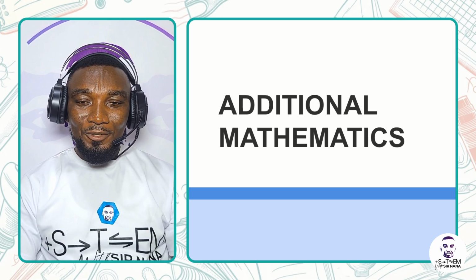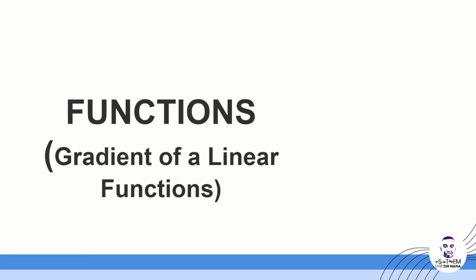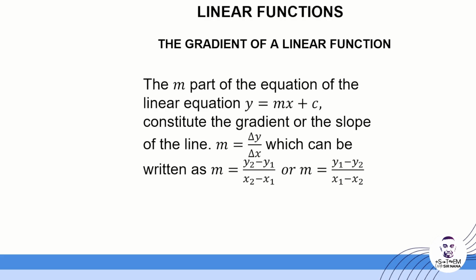In this lesson, we want to consider the gradient of a function. We want to look at how we can find the gradient of a function and what it means to talk about the gradient or the slope of a function. Now, let's look at the gradient of a function. So basically, with the gradient of a function, we are considering the m part of the equation.